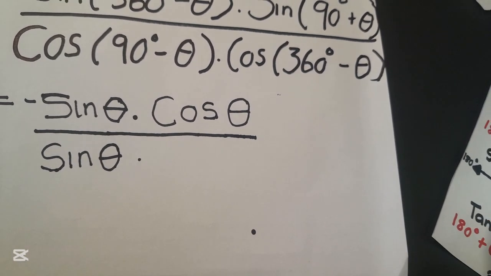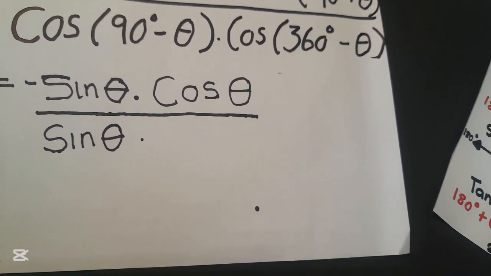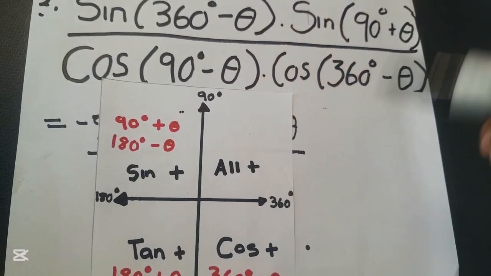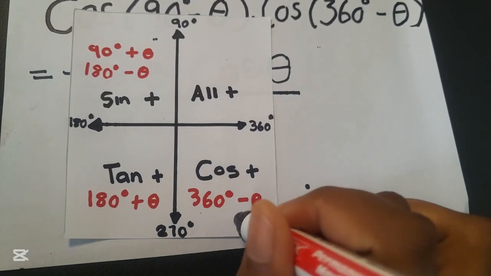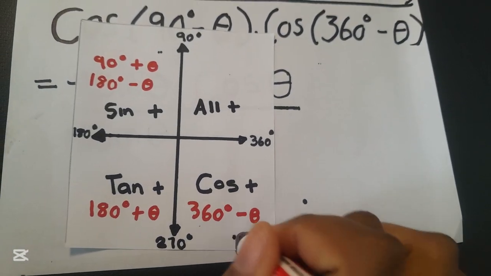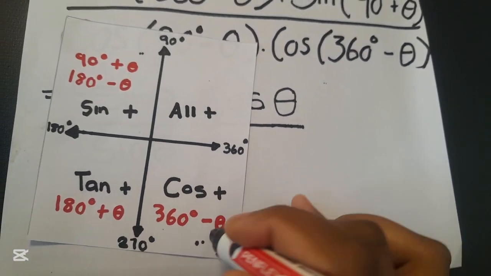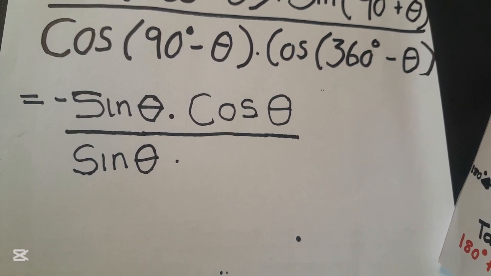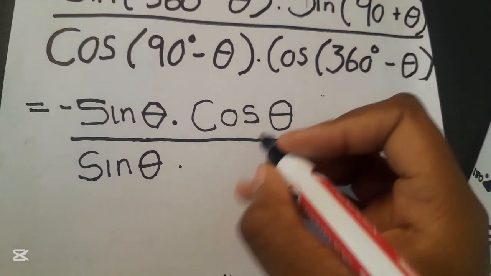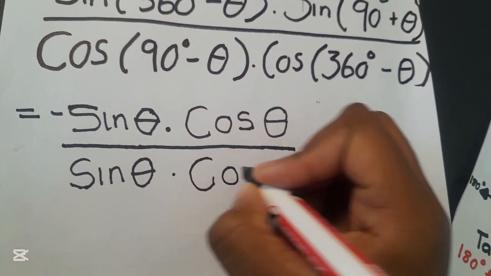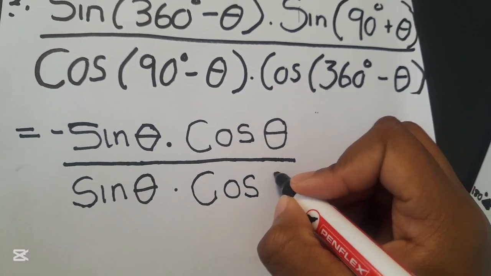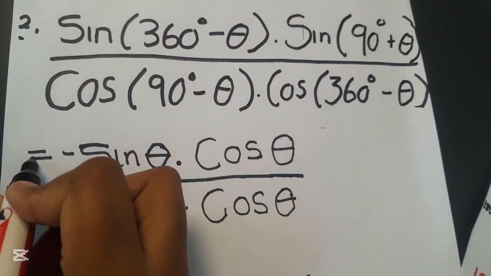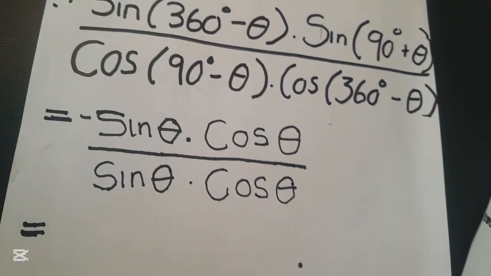On the last part of the lower part, we're given cos(360 degrees minus theta). Again, 360 degrees minus theta lies in the fourth quadrant, where only cos is positive. Here we are given cos, so it is going to be positive, and we're going to have cos theta.